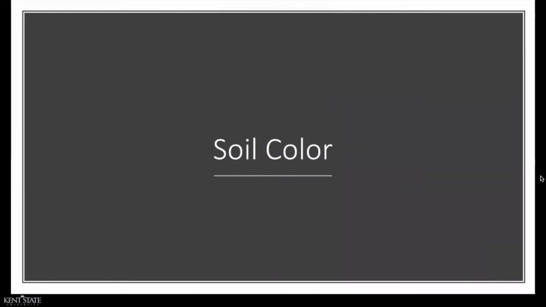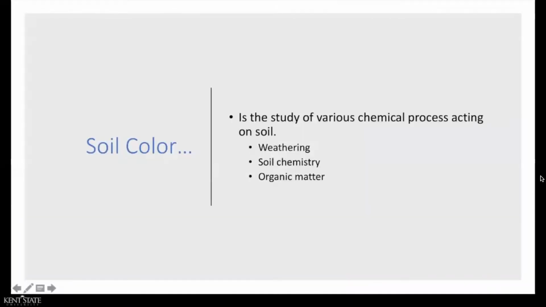Okay, now we're going to get into soil color. Soil color is a study of various chemical processes acting on the soil. These processes include the weathering of different materials, soil chemistry, and the decomposition of organic matter. Other aspects of these include climate, physical geography, and geology. All of these influence the rates and conditions under which we get the soil color that we see.